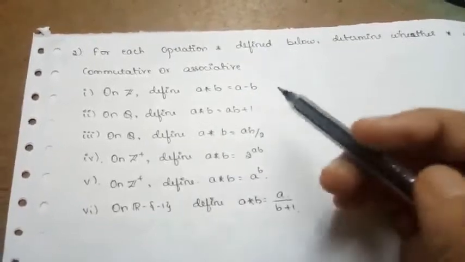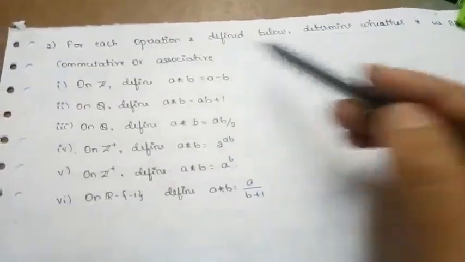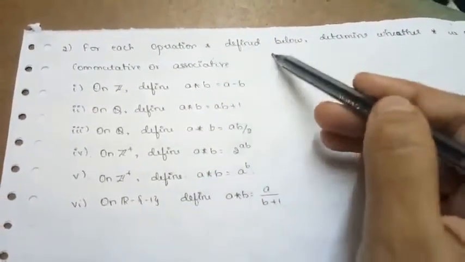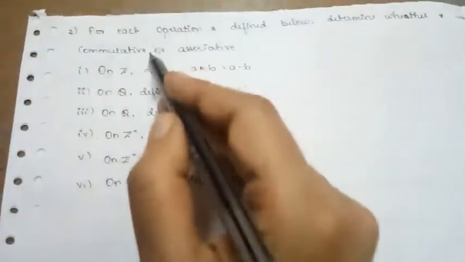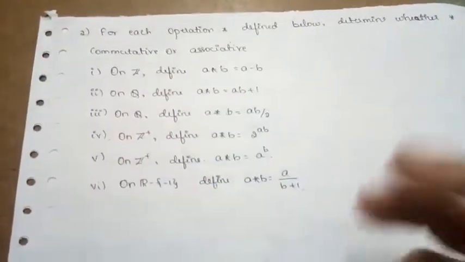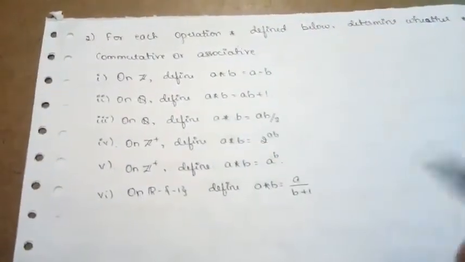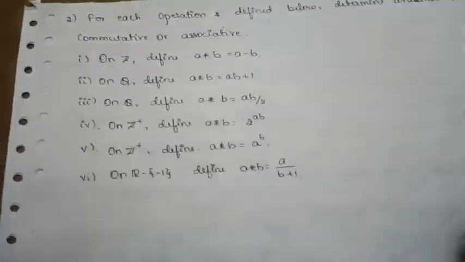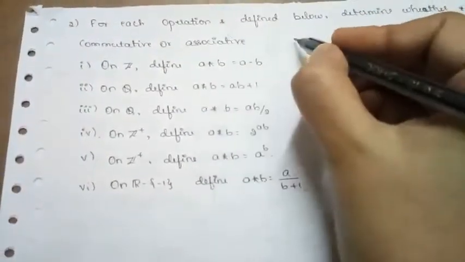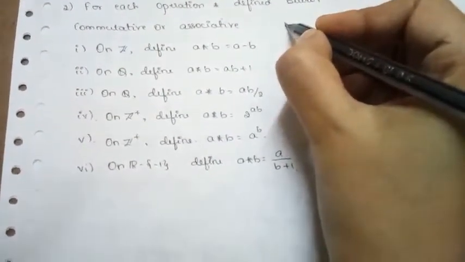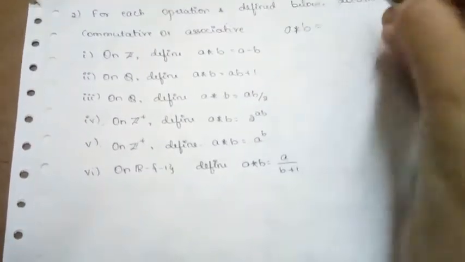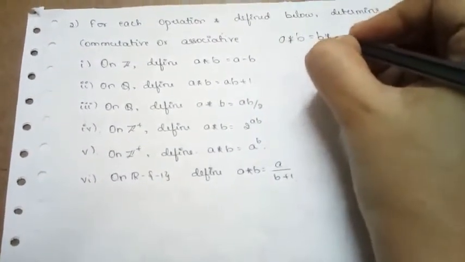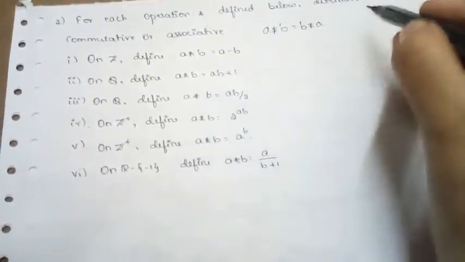In the next question, what they have asked is that the star operation is defined as shown below, and we need to determine whether this binary operation star is commutative or associative. So we need to check whether it is commutative or associative. What does the commutative law say? If a and b are taken from any set, then a star b must be equal to b star a. Then we say it is commutative.